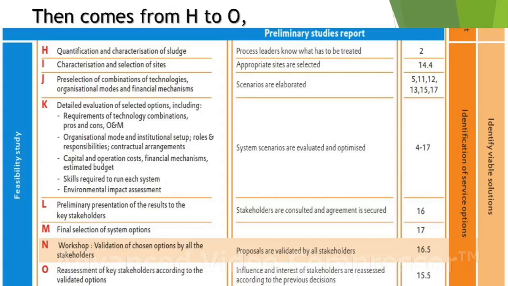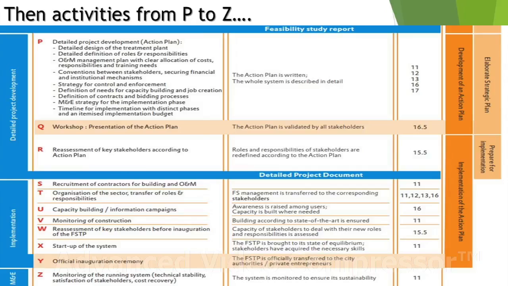Then finally, within the phase of feasibility study, reassessment of key stakeholder according to the validated options activity has to be taken into consideration. The corresponding outcome will be the influence and interest of stakeholders are reassessed according to the previous decisions.